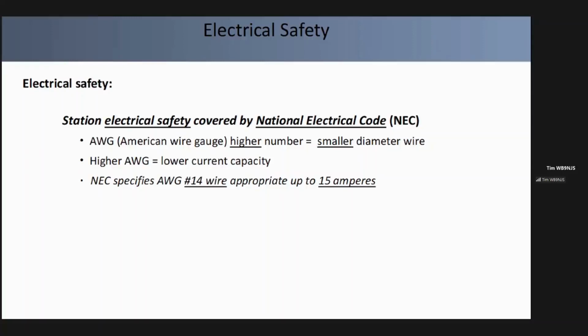One of the questions is: the NEC specifies AWG number 14 wire is appropriate for up to 15 amperes. So 14, 15, look for those two together, and there's your answer for that question. The sister question is that minimum AWG number 12 wire is used for safely wiring a 20 ampere circuit breaker. Notice a number 12 wire, it's a lower number, but it's a bigger diameter, and it can be used safely up to a 20 amp circuit.